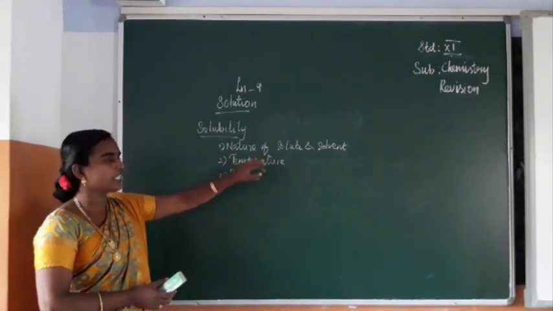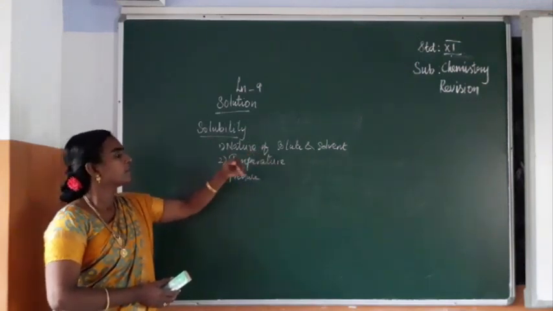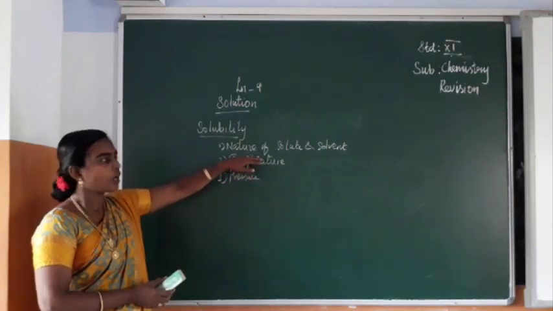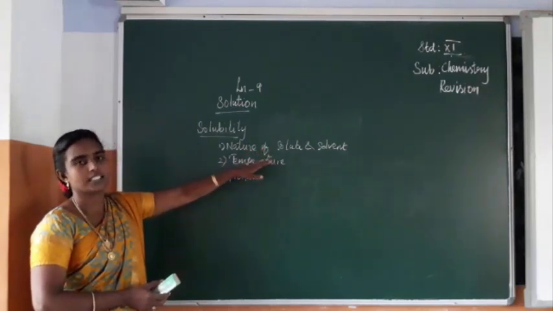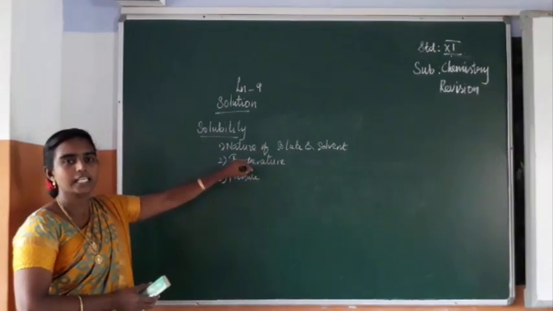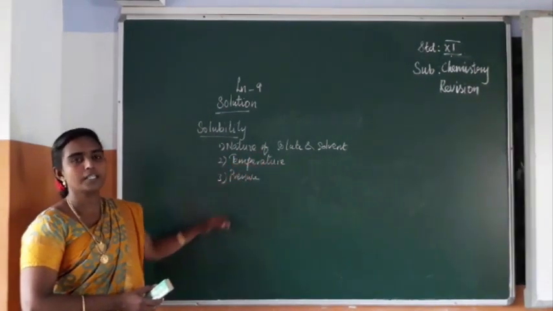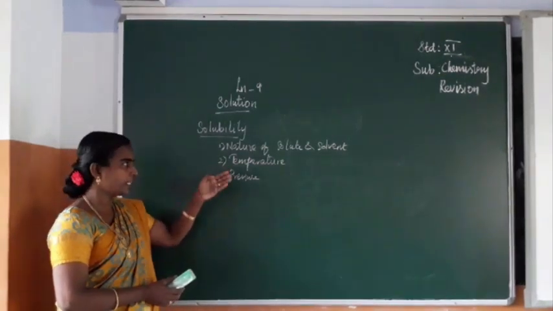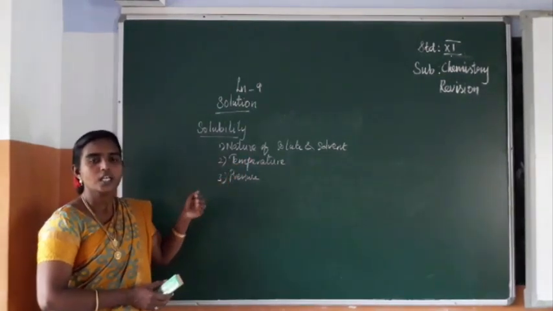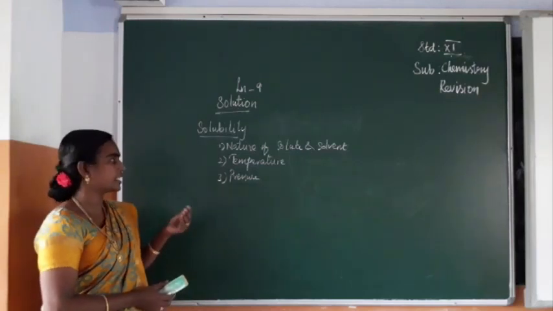But in the case of organic compounds, they can dissolve only in non-polar solvents such as benzene, chloroform or carbon tetrachloride. So such types of solvents we can use. Depending upon the nature of the solute, the solvent should be chosen accordingly.